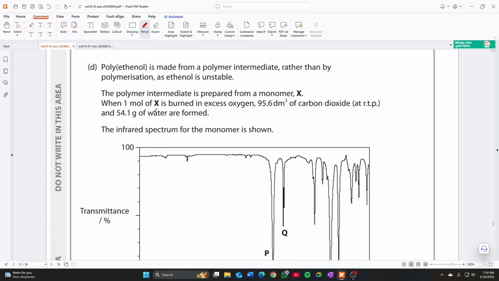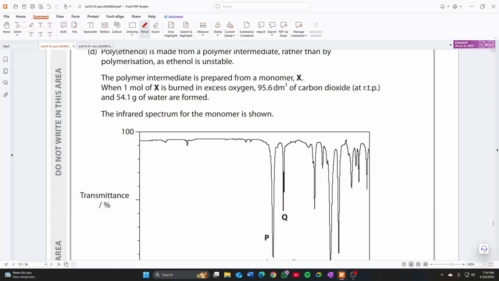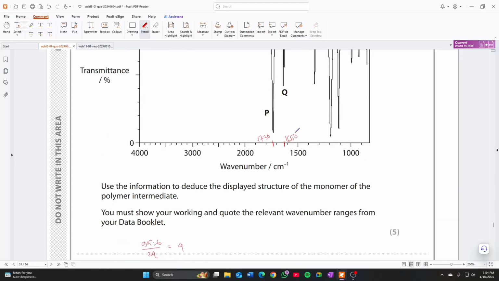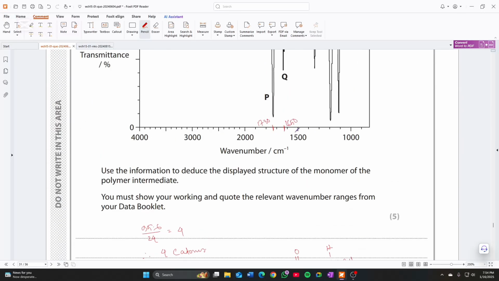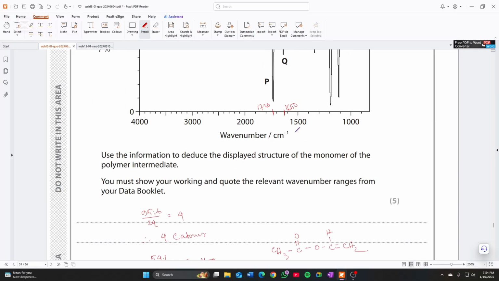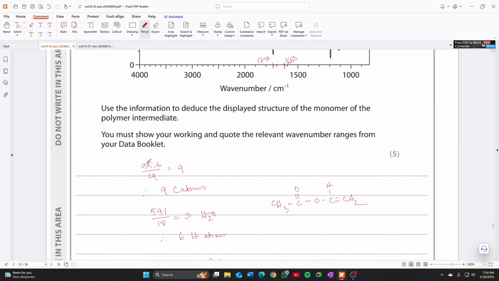Question D, polyethanol is made from a polymer intermediate rather than by polymerization, as ethanol is unstable. The polymer intermediate is prepared from a monomer X. When 1 mole of X is burned in excess oxygen, 95.6 cubic decimeter of carbon dioxide and 54.1 gram of water are formed. The infrared spectrum of the monomer is shown. So 95.6 cubic decimeter, if we calculate the moles of carbon dioxide formed, 95.6 divided by 24 would give us 4 moles of CO2. That means there are 4 carbon atoms.